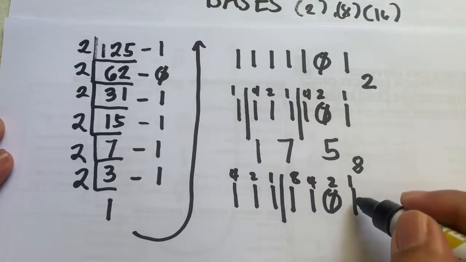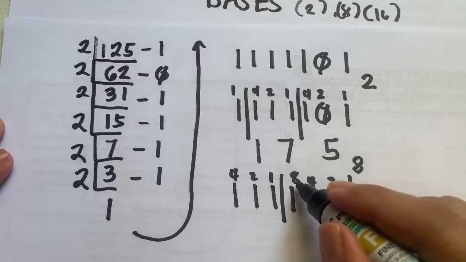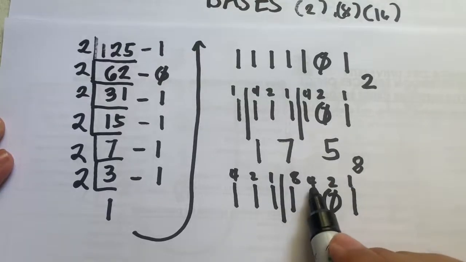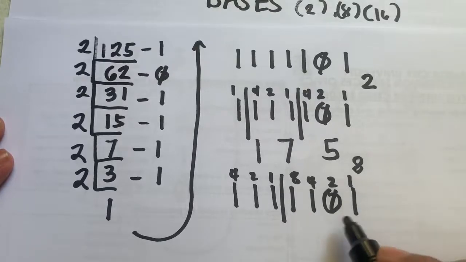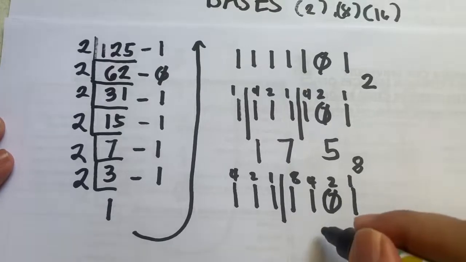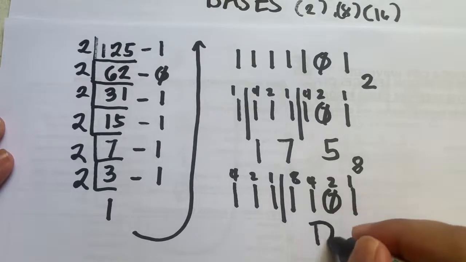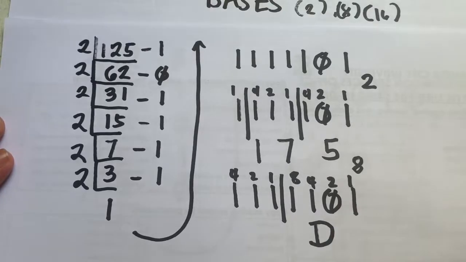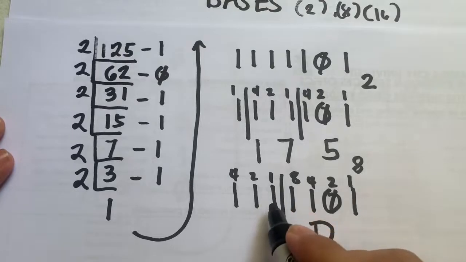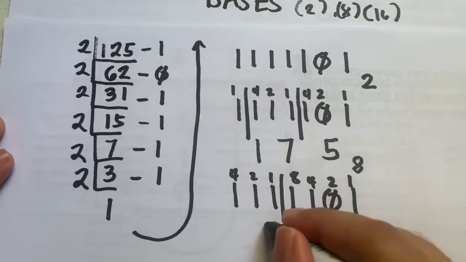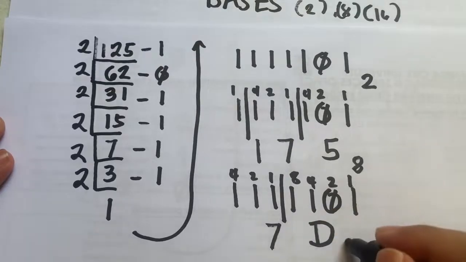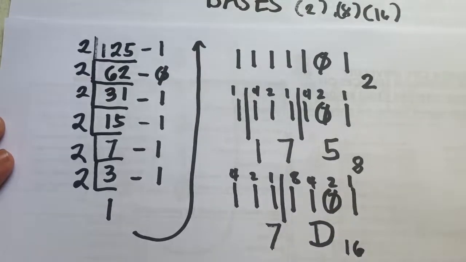So we add only the values which are opposite 1. So we have 1 plus 4 plus 8. So 8 plus 4 here is 12 plus 1, 13. But we don't use 13 in hexadecimal. So we write D because that is the equivalent of 13. And then we have four ones here. We have 1, 2 plus 4, we have 7. So the answer is 7D. That is the hexadecimal equivalent.